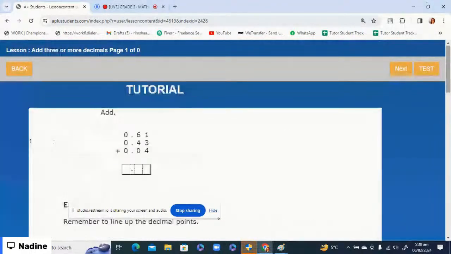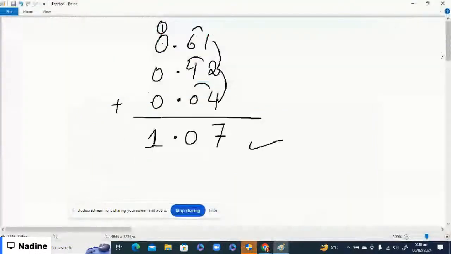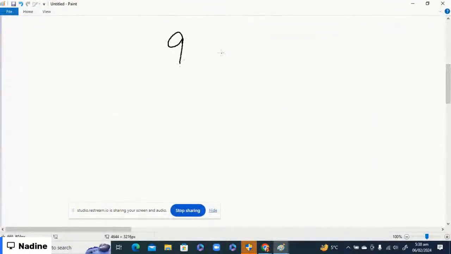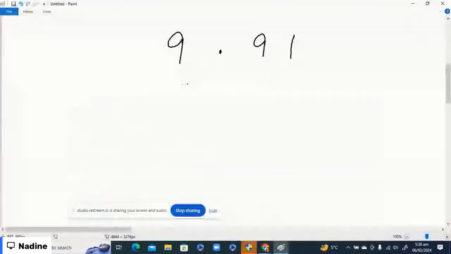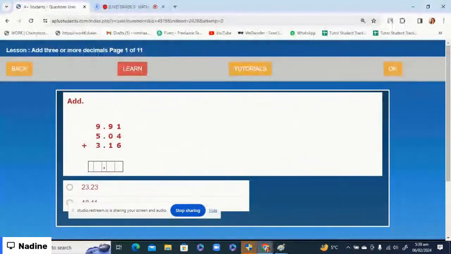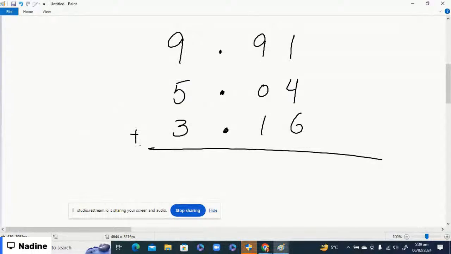Okay, let's do some test questions now. So here is the test question. 9.91. Let's write it here. 9.91. Then 5.04. And then it's 3.16. Now add it.